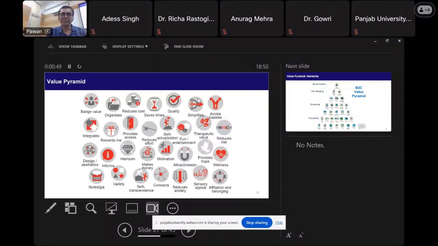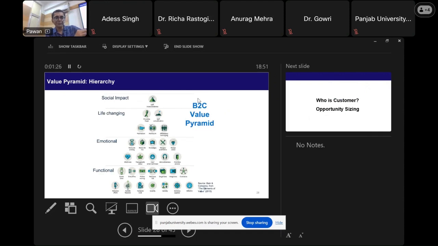Reduces cost, saves time, improves quality, simplifies, avoids hassles, reduces risk, fun and entertainment, attractiveness, connects me to other people, makes money, informs, integrates. So these are different kinds of gains which a customer can have from the product. You need to see which of these are applicable to you. I don't know if it is readable.